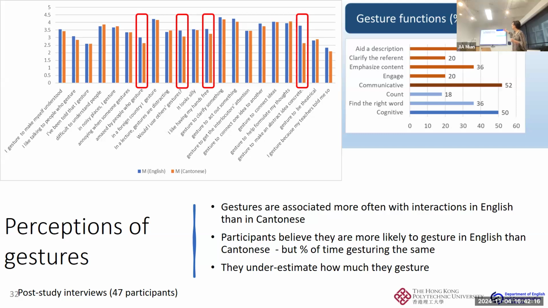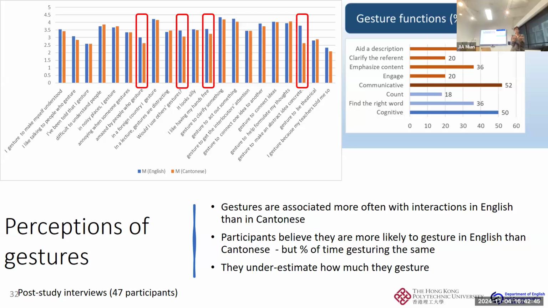So I don't know if you can actually see it because the writing is very, very small. But what we did is we asked our participants to think about these questions in Cantonese and in English, and how they would react in the situation in Cantonese and in English. This is also a paper that is under review at the moment. So if anyone is interested, let me know. I'll be happy to share.